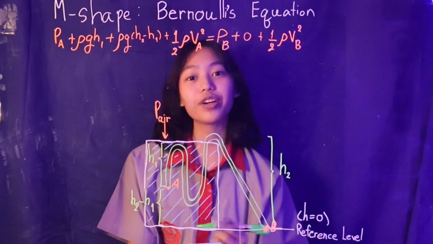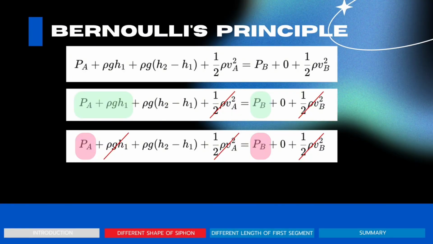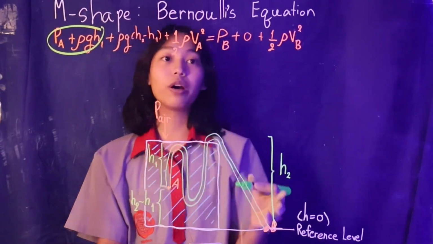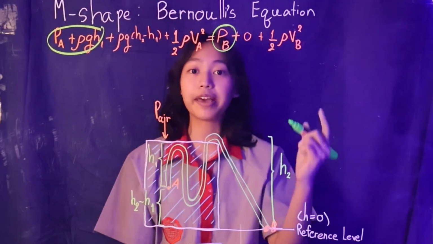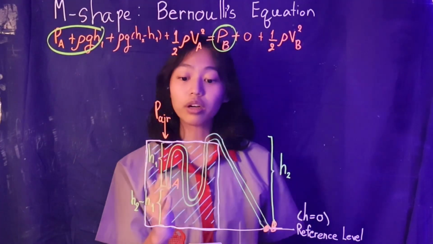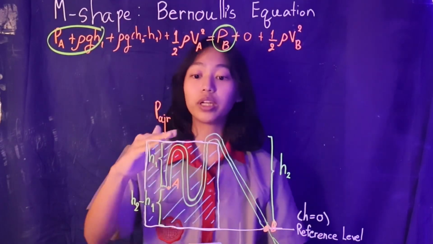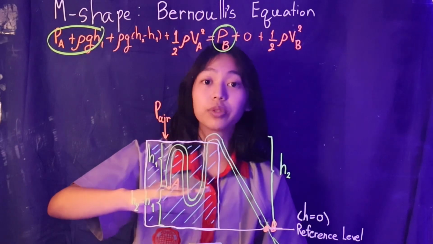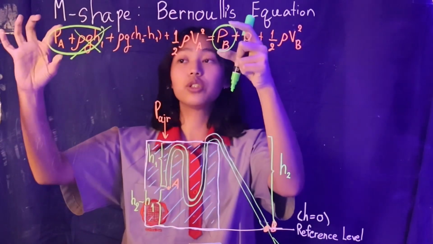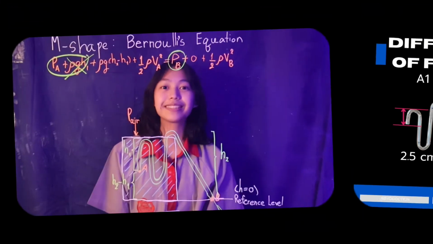Now we're going to further explain the M-shape using Bernoulli's equation. At point A, we have PA plus rho g h1, while point B only has PB, which is the air pressure. So point A has more pressure than point B, which makes the water flow from point A and come out at point B. But when the water level drops to point A, rho g h1 is no longer there, so PA and PB become equal, and the water stops.